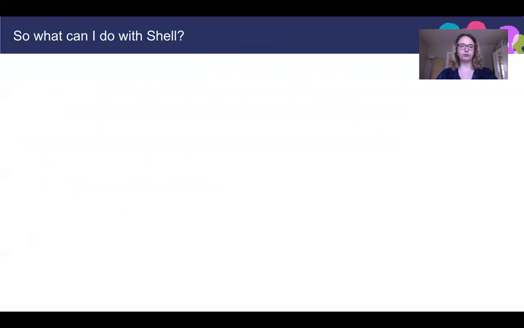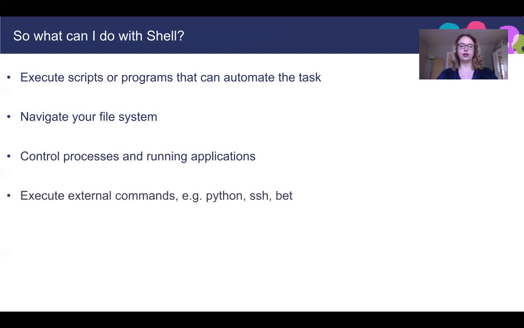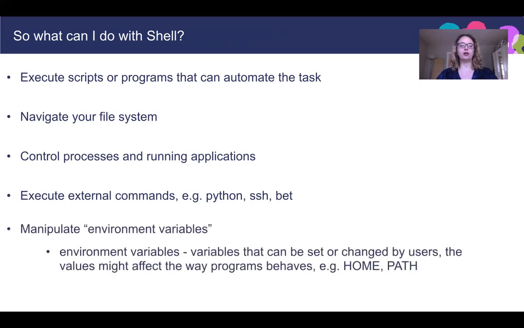Okay, so what can we do with shell? It can execute scripts or programs that can automate your tasks. It can navigate your file system. It can control processes and running applications. It can execute external commands like Python, SSH, and others, and also can manipulate environment variables. Environment variables are variables that can be set or changed by the user and can affect the way programs behave. It can be HOME, PATH, and many others. So basically, with shell, you can do pretty much everything.